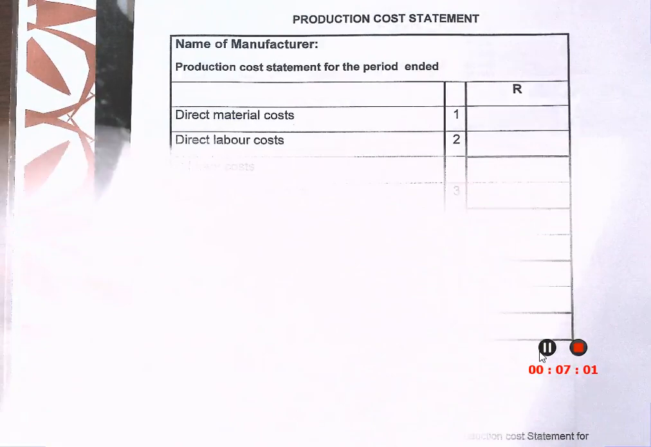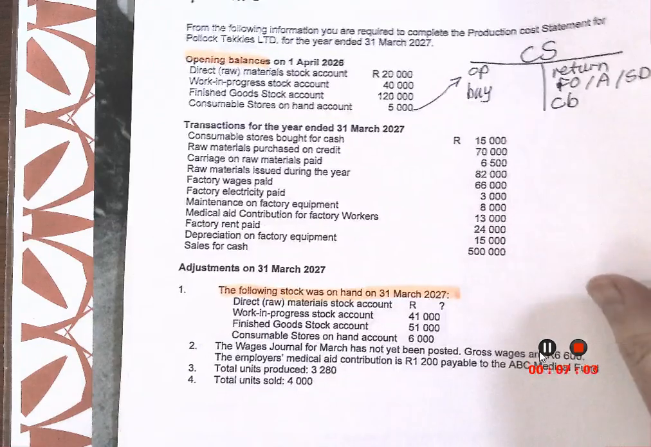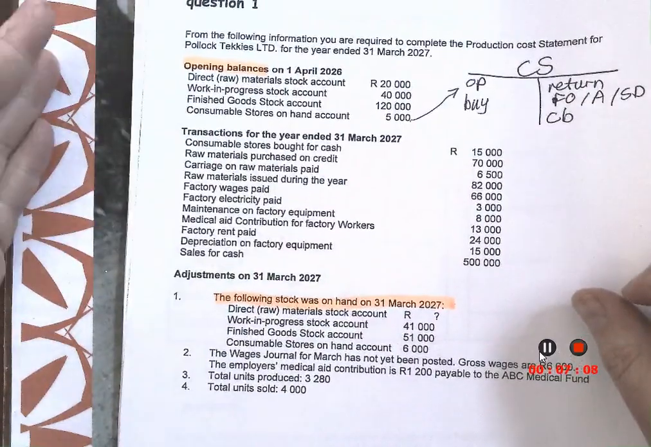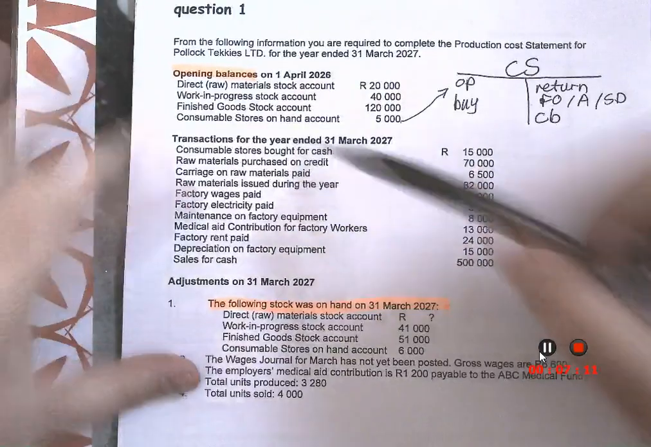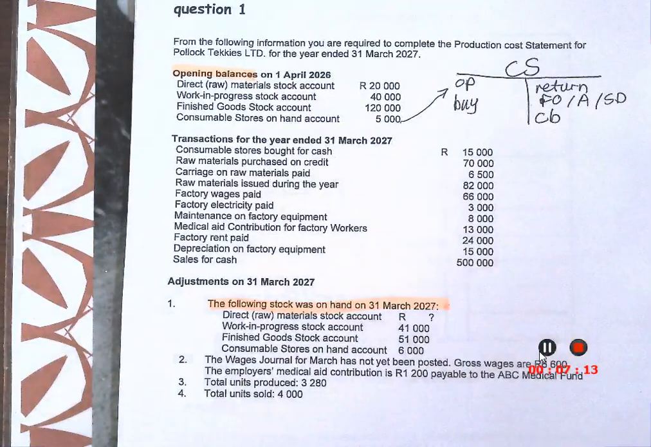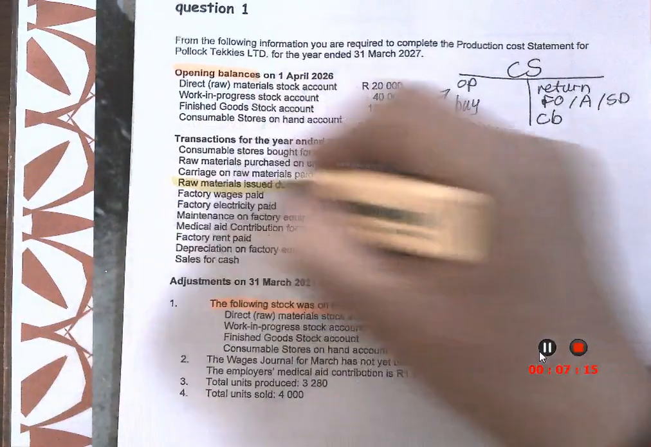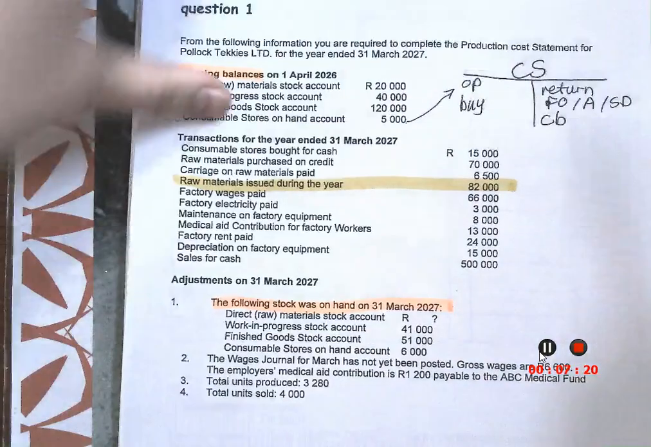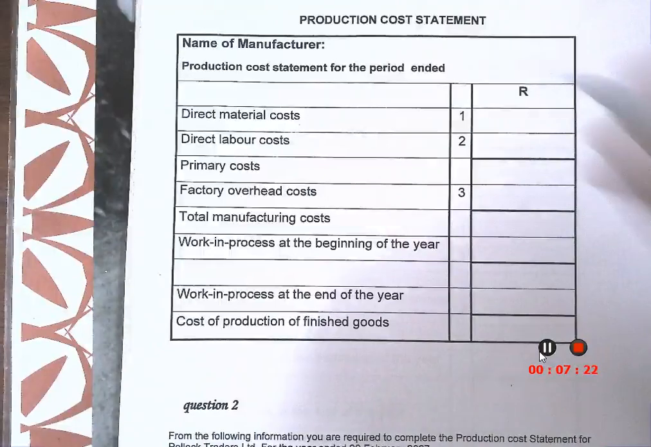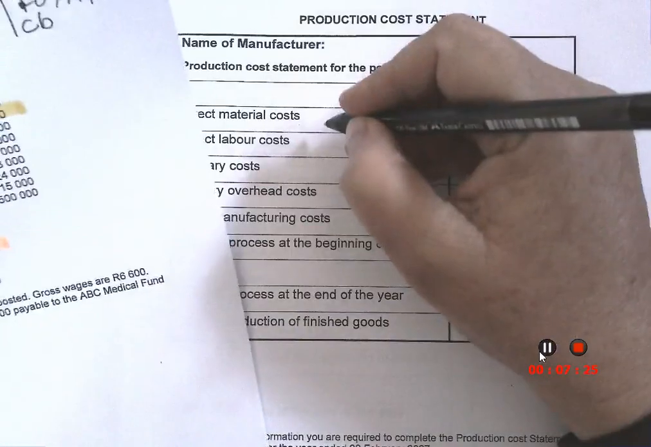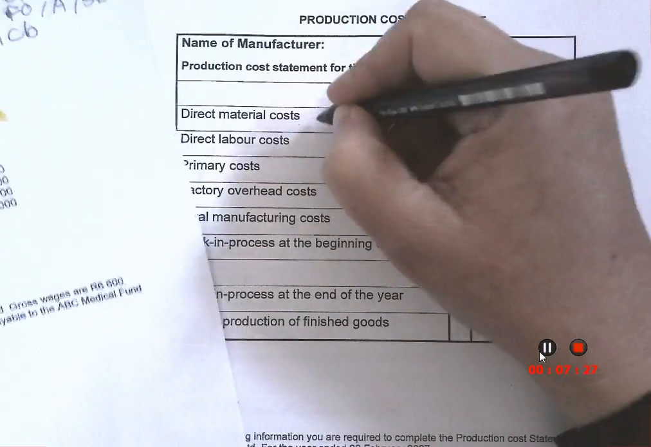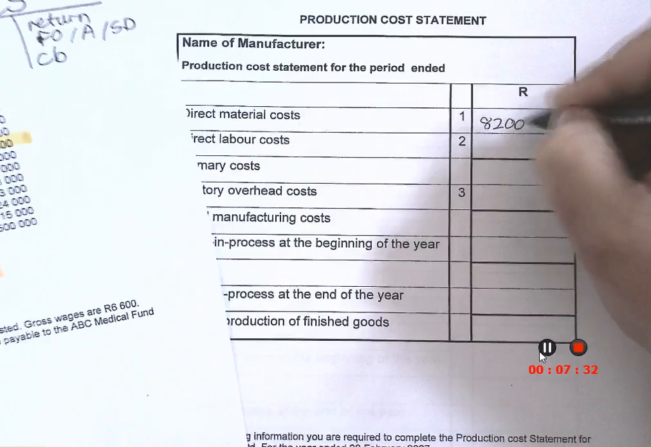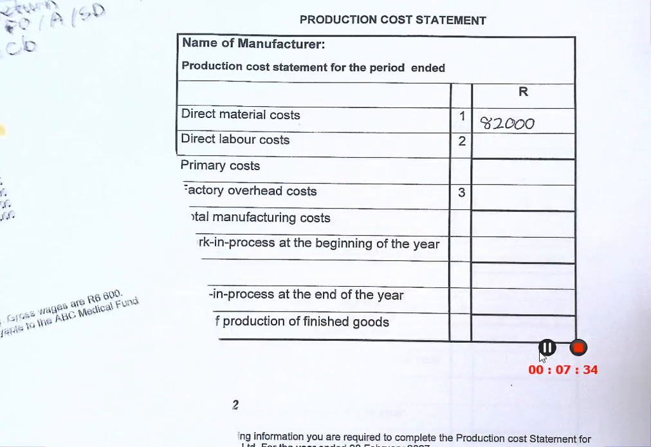I know with direct material costs, I need the material issued. So I quickly scan. Oh, they gave it to me. Can you see there? Raw material issued. So I put it in, 82,000. There's no extra stuff.